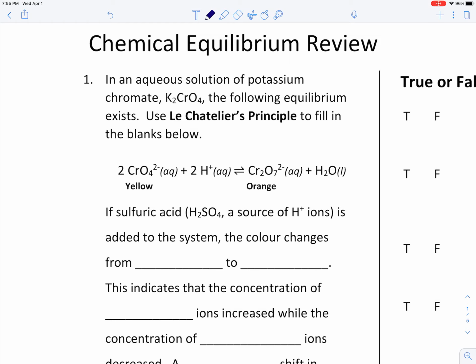Just one note, if you are an AP chemistry student, there won't be any references in this video to equilibrium constants calculated using pressures, Kp. Okay, but that's not covered in the Chemistry 40S course.